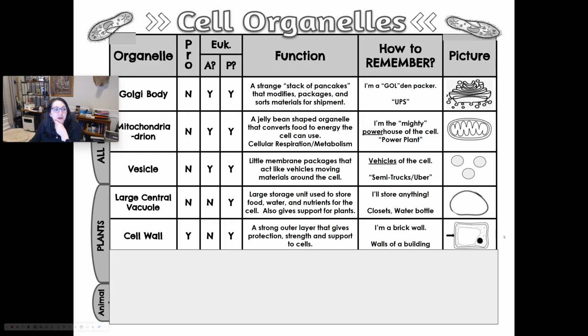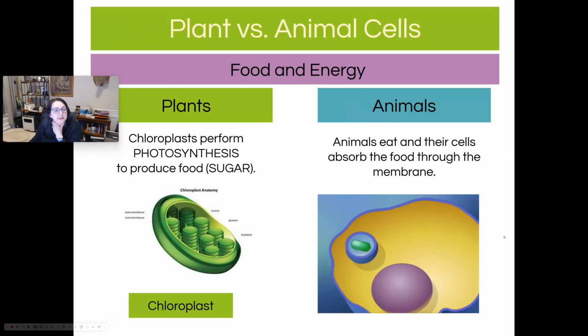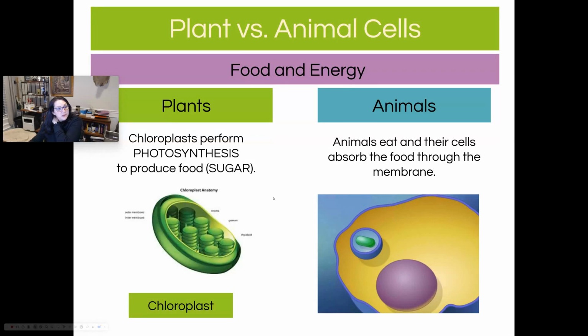All right, 2 to go. Another thing only found in plants is called a chloroplast. So obviously plants can't eat the way animal cells eat.